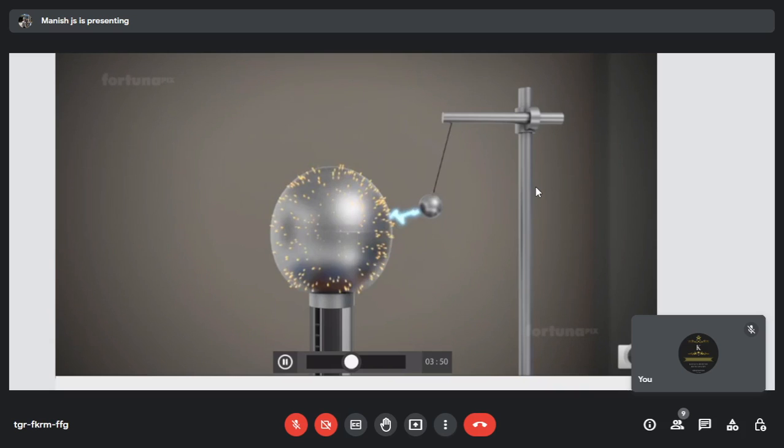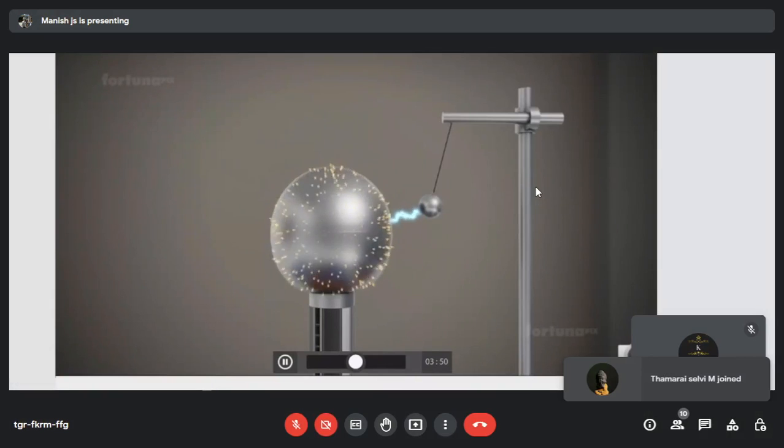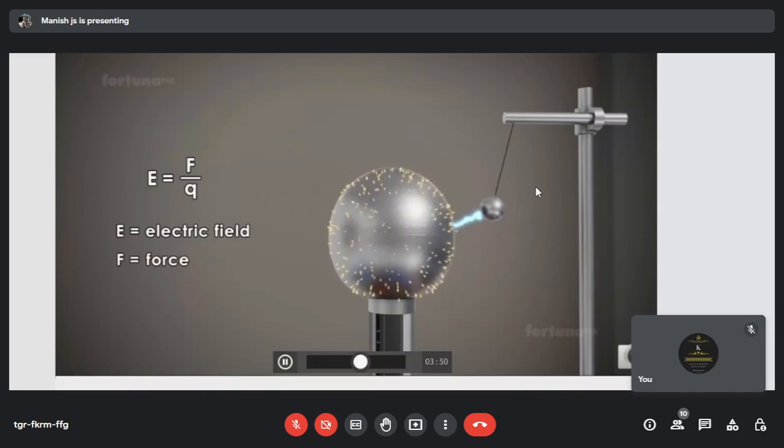So listen carefully. When placed within the electric field, the test charge will experience an electric force F. The strength of the field can be derived using the equation E is equal to F by Q, where E is the electric field strength, F is the force, and Q is the charge. So this is the basic definition of electric field, the basic equation. The force acting per unit test charge placed at a point is defined as the electric field surrounding that point.